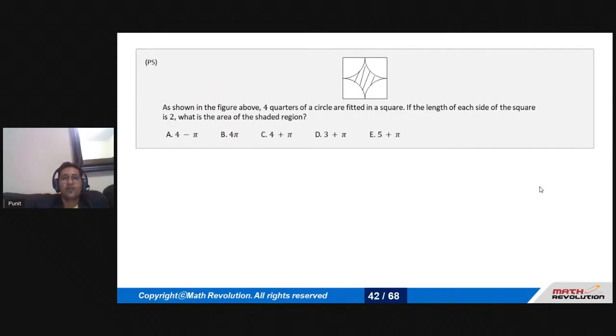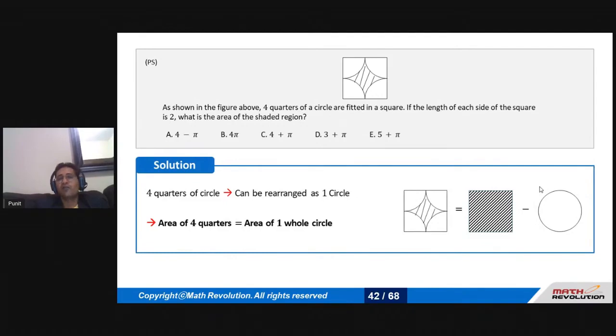Let's talk about a shaded portion question. It says, as shown in the figure above, 4 quarters of circle are fitted in a square. If the length of each side of the square is 2, what is the area of the shaded region? When we talk about such a question, we can visualize a square with a circle inside it. If I remove the circle, I'll be left with the shaded part.